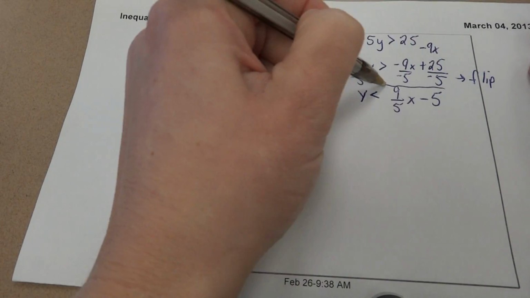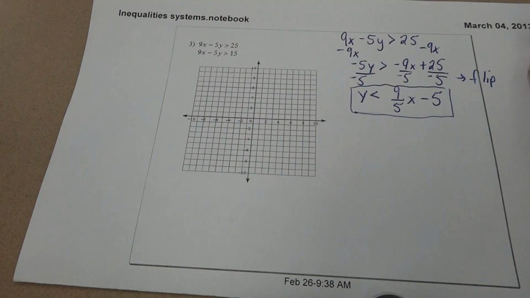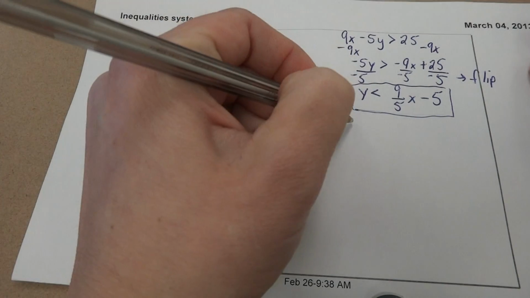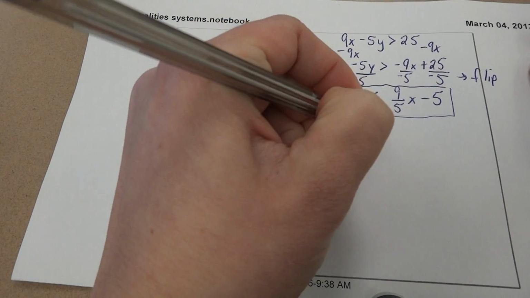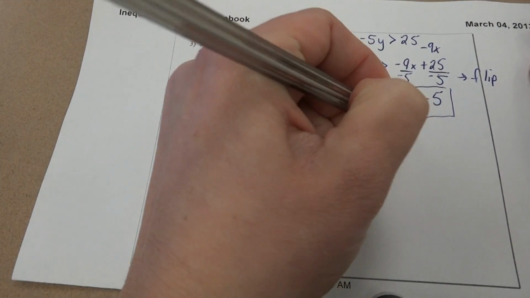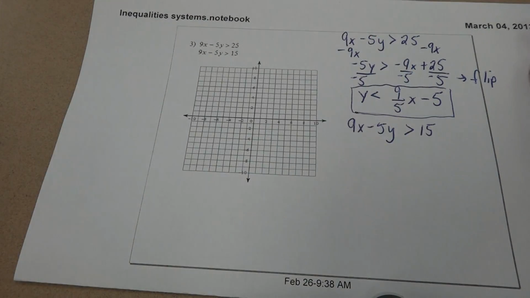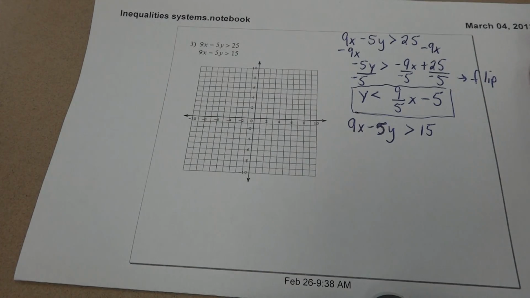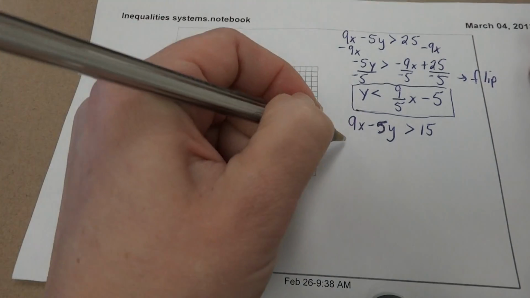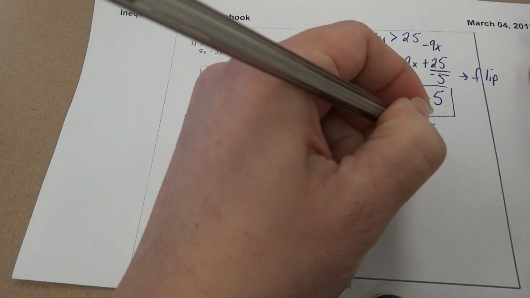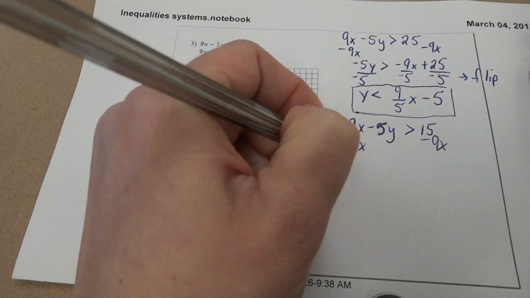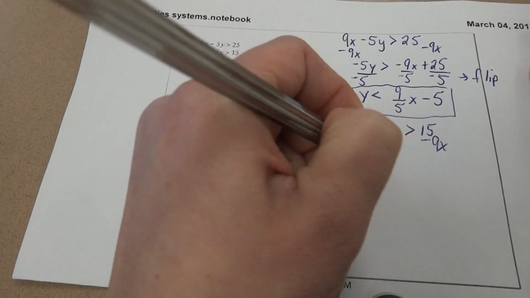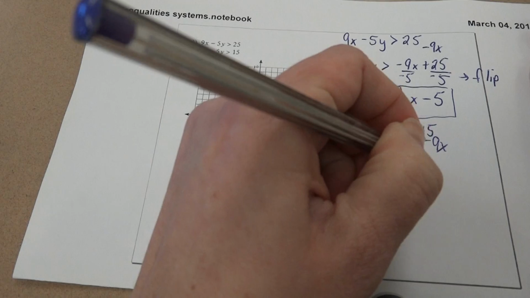So I'll have to graph this inequality. I'm going to hold off on that. I'm going to come and solve the second one. 9x minus 5y is greater than 15. Now you might notice that these are parallel lines, but when they are systems of inequalities, that does not mean they have no solution. So I'm going to subtract the 9x from both sides, and I get negative 5y is greater than negative 9x plus 15.